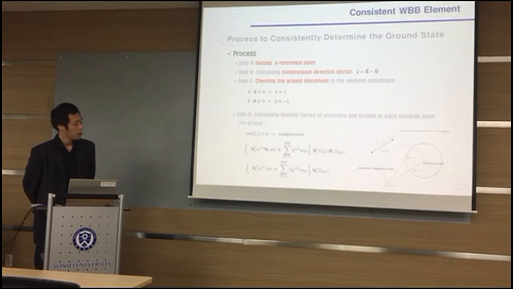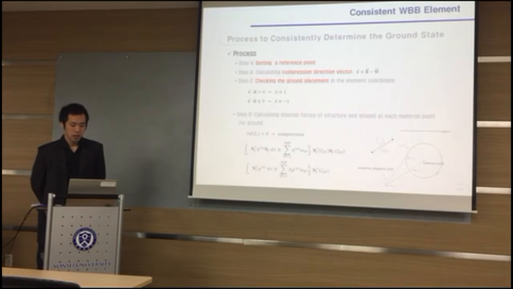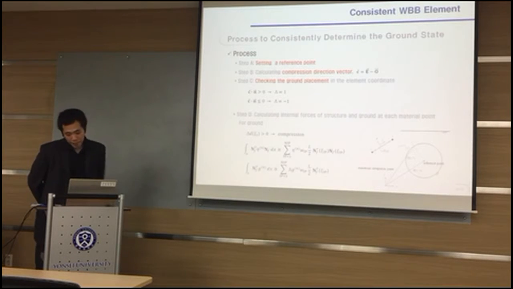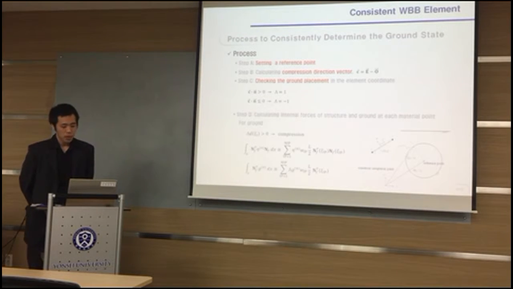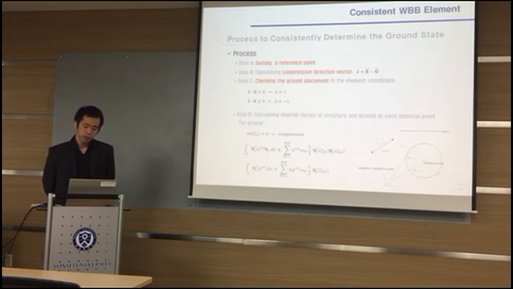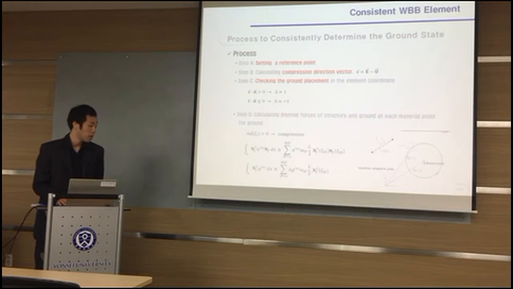Ground placement and the element coordinate system is upper of the beam. And that is, the upward direction in the element coordinate system becomes compression. Using the collected relative displacement, ground stiffness and reaction are calculated. And this process can exclude any improper prediction for ground reaction.